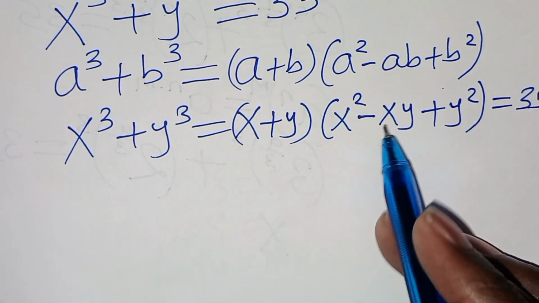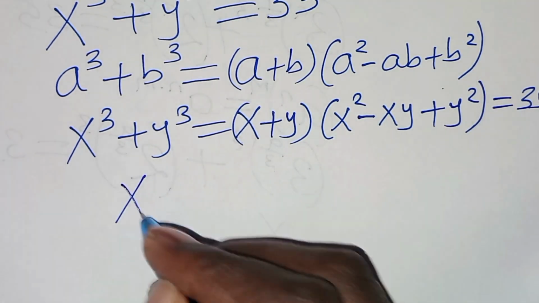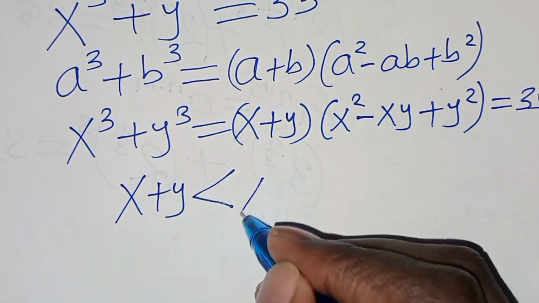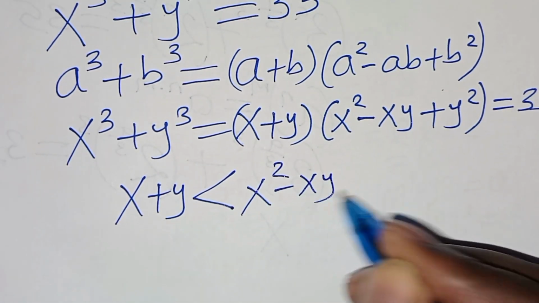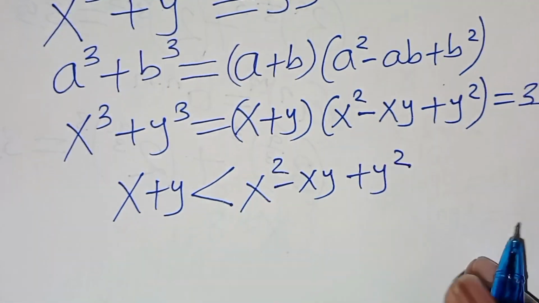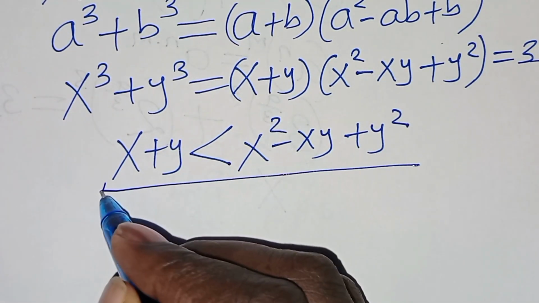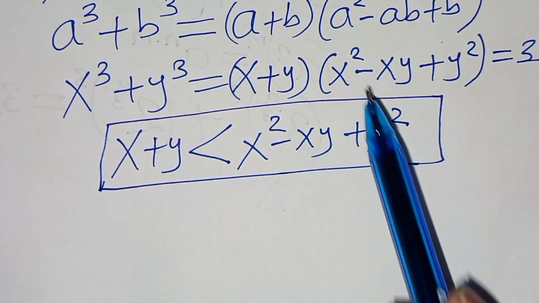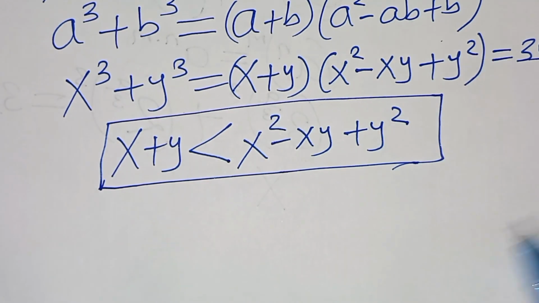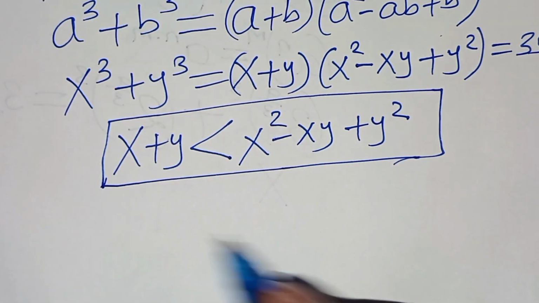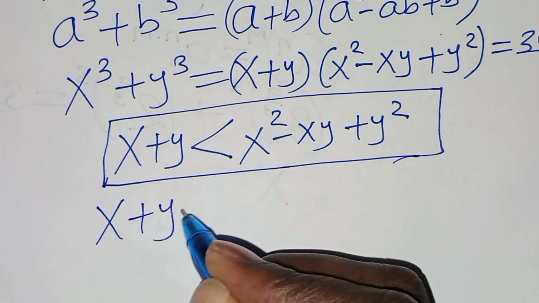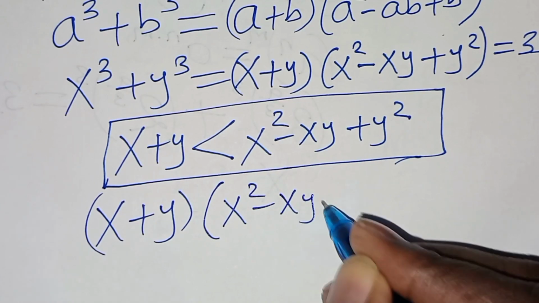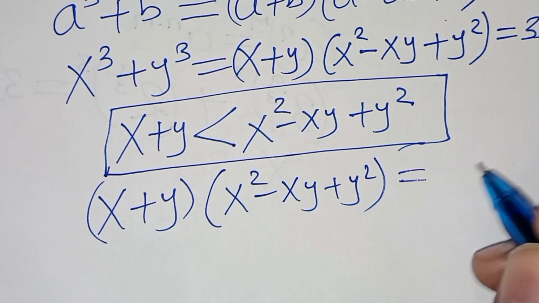Now the next step from here, we find that x plus y is less than x squared minus xy plus y squared. So this condition must hold. So this implies that we have x plus y times x squared minus xy plus y squared equal to 35.